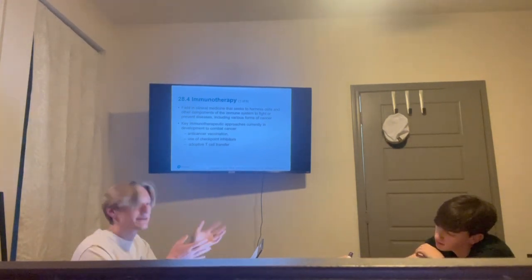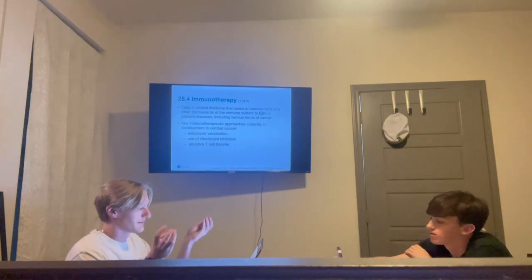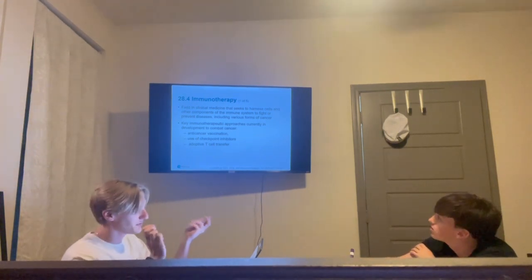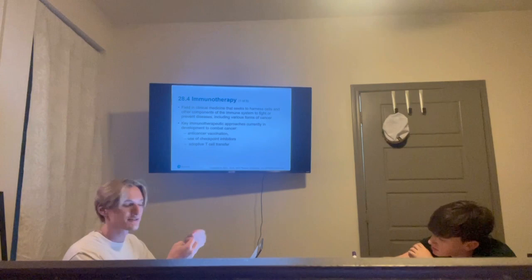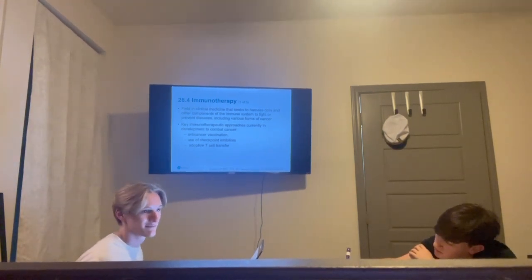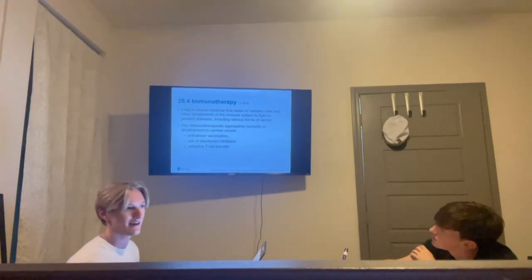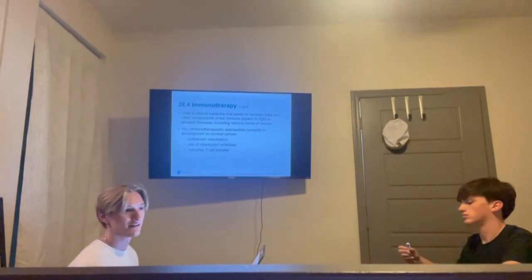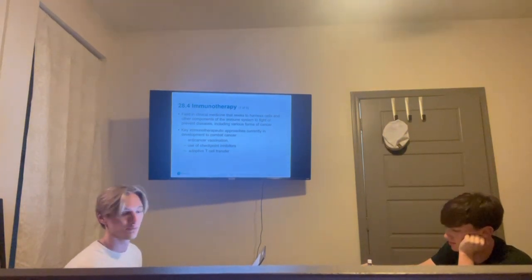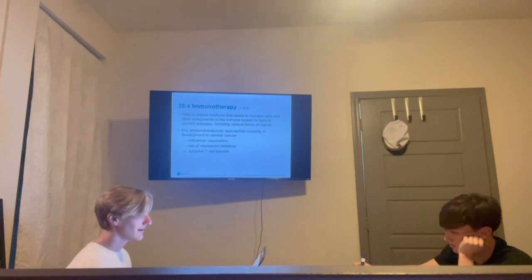Now, the key immunotherapeutic approaches currently in development to combat cancer include anti-cancer vaccination, which would, as a vaccine states, induce the cancer inside of the body at an attenuated or otherwise weakened level and allow the body to fight it.